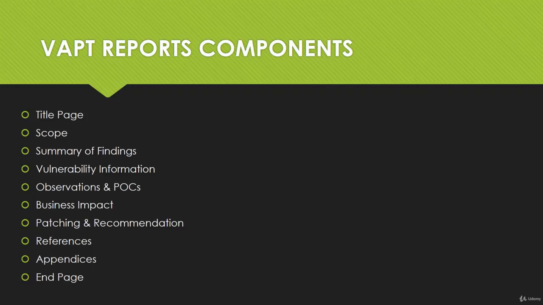Now let's talk about the components that are involved in VAPT reports. First comes the title page, then scope, then summary of findings, vulnerability information, observations and POCs, business impact, patching and recommendation, references, appendices, and end page. This is how you need to make your VAPT report.